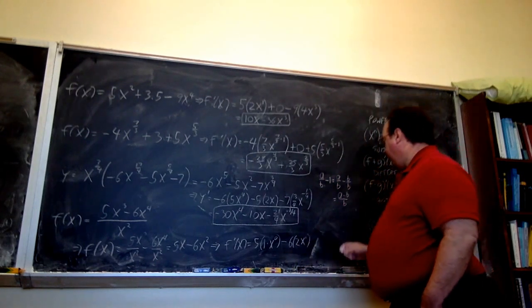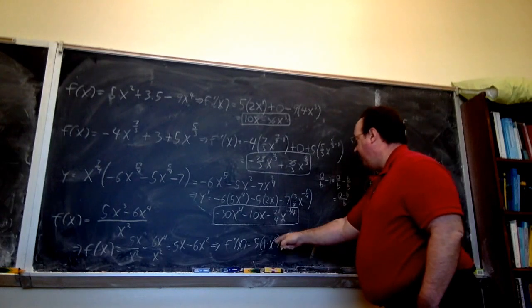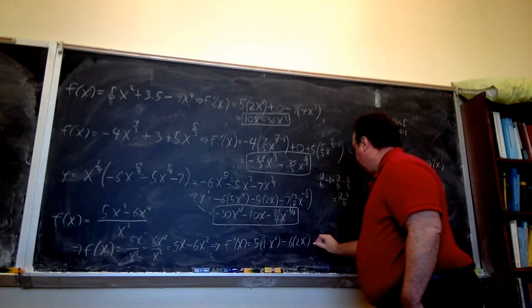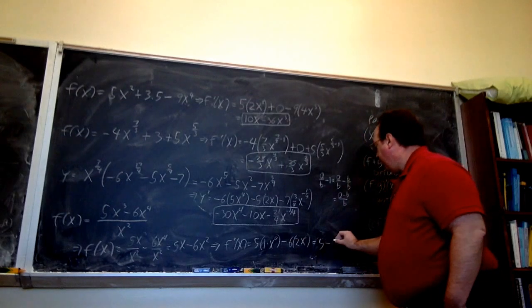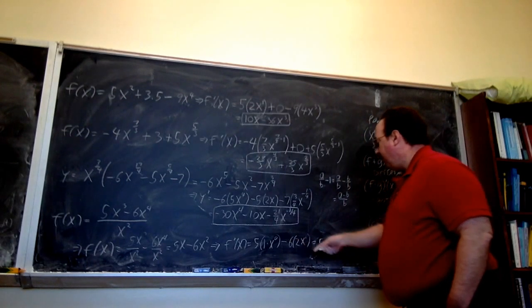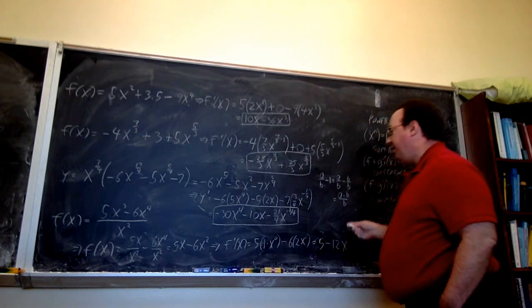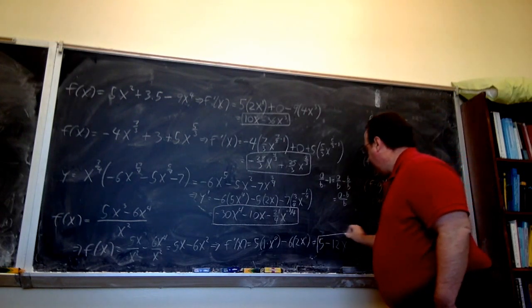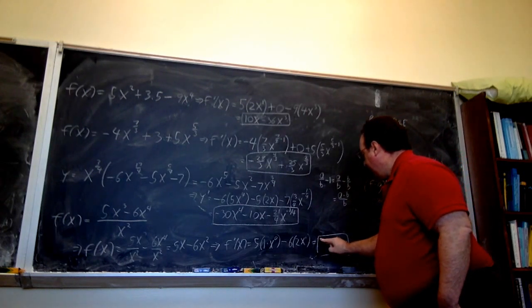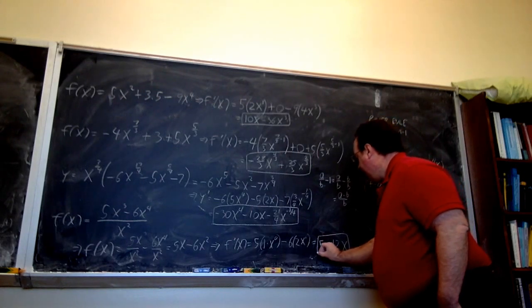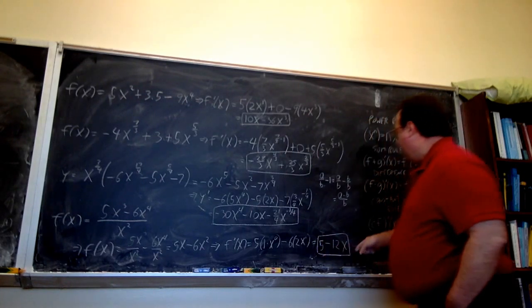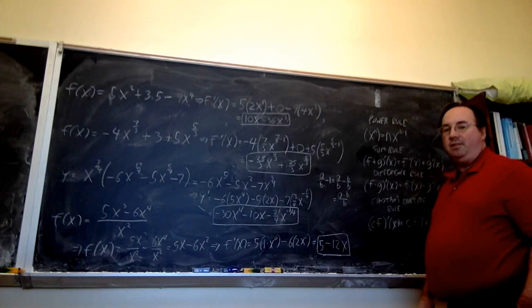Now all I need to do is simplify. Well, x to the 0 is 1, so I just get 5 minus 6 times 2 is 12, and x to the 1st is just x, so I'm left with 5 minus 12x. And here we have our final answer.